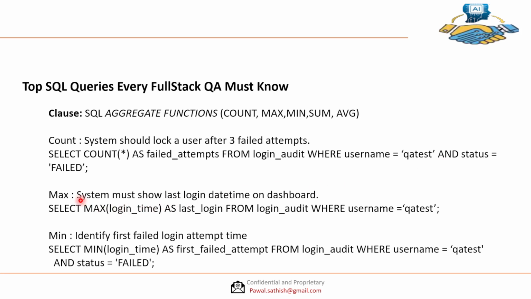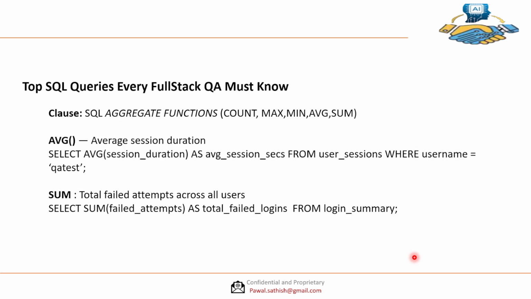Okay. Same way MAX, when we have written the test case that the system must show the last login date time on the dashboard. Then we can use SELECT MAX aggregate function FROM table_name and we need to give the WHERE condition. Okay, for MIN, we need to identify the first failed login attempt. In that case we can use SELECT MIN(login_time) AS first_failed_login_attempt FROM login_audit WHERE username = 'QAtest' and status is equal to 'failed'.